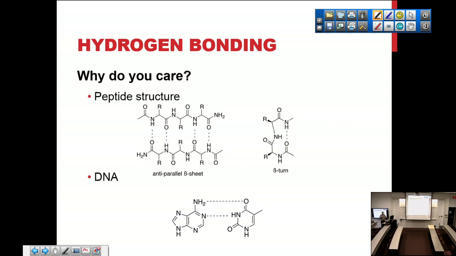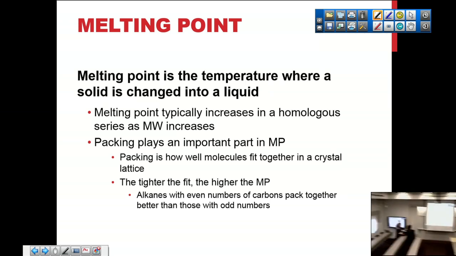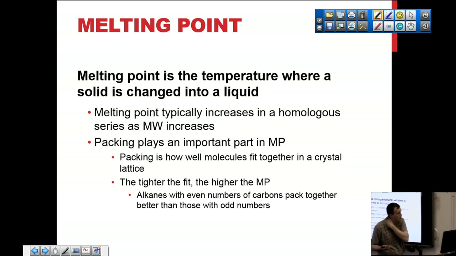All right, melting point. Melting point is the temperature where a solid turns into a liquid. Melting point follows a lot of the same patterns as boiling point. So melting point typically increases in a homologous series as molecular weight increases, right?